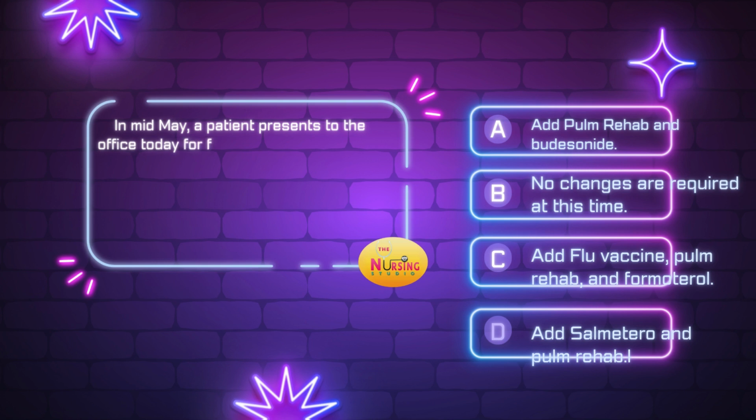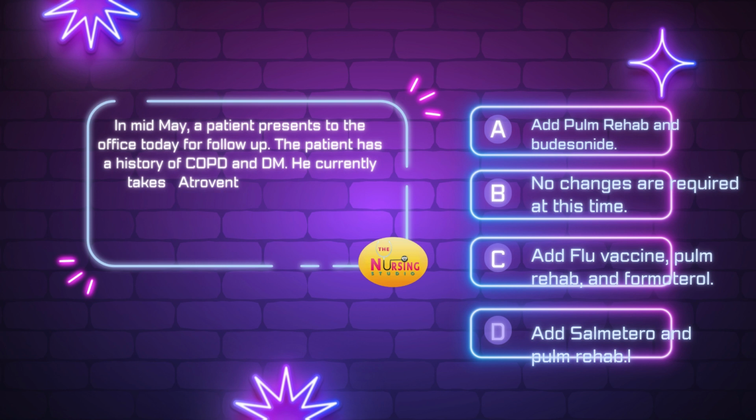All right. In mid May, a patient presents to the office today for follow up. The patient has a history of COPD and diabetes. He currently takes Atrovent PRN, Spiriva, and metformin. Today, his FEV1 is 42%. Based on these findings, how should the nurse practitioner treat?